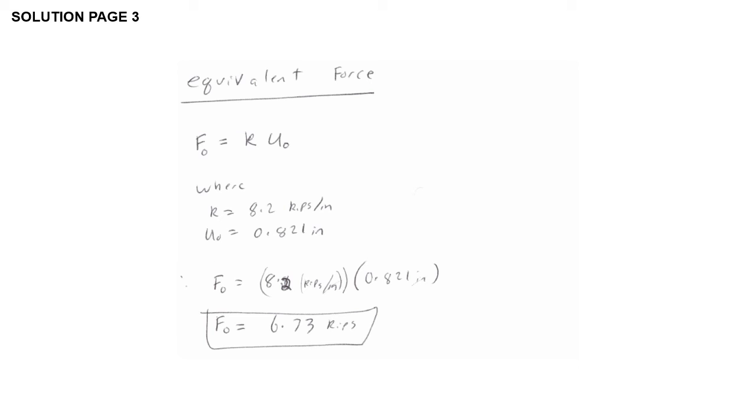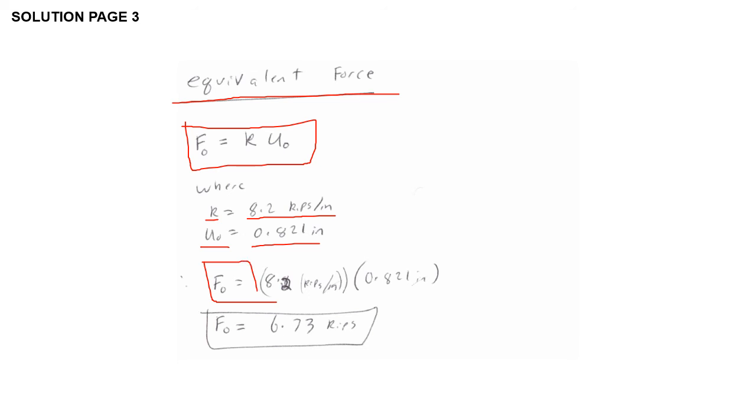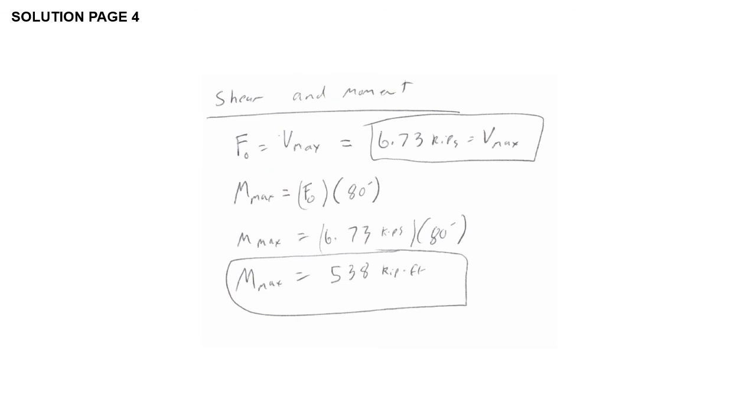From there, we next want to calculate our equivalent force. We have our general equation here, F naught is equal to k times our u naught, where again we know our k value given in the problem statement is 8.2 kips per inch, and our u naught from the previous slide is 0.821 inches. So it's a straightforward plug and chug to get our F naught. F naught is equal to 8.2 kips per inch for our k value, and our u value of 0.821 inches. Plug that in, and we end up with F naught equal to 6.73 kips.